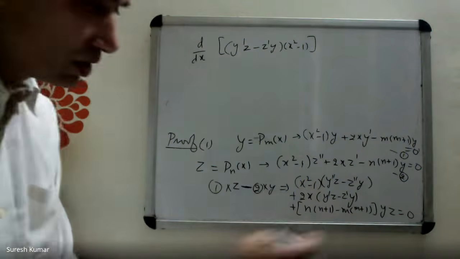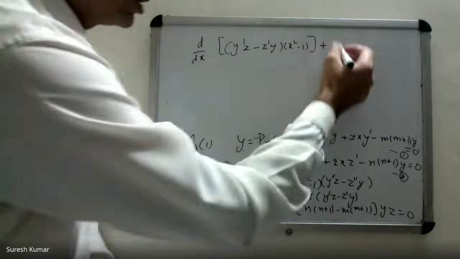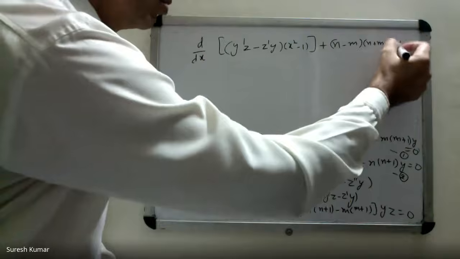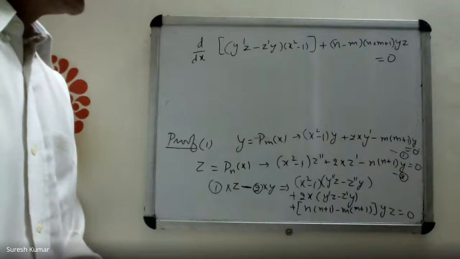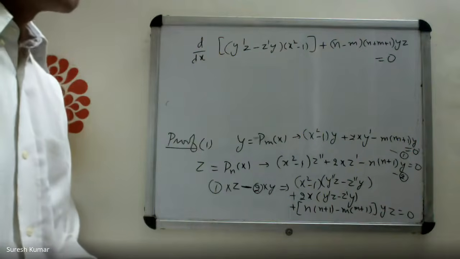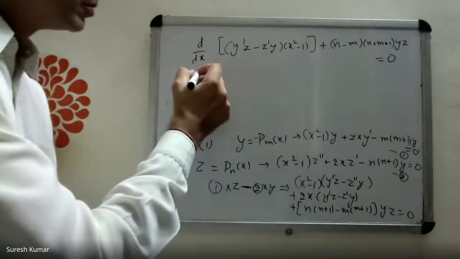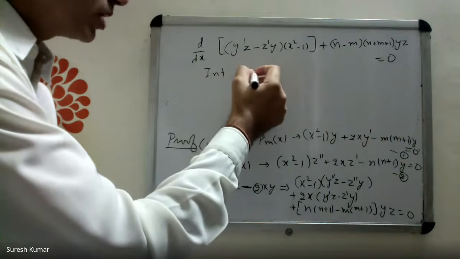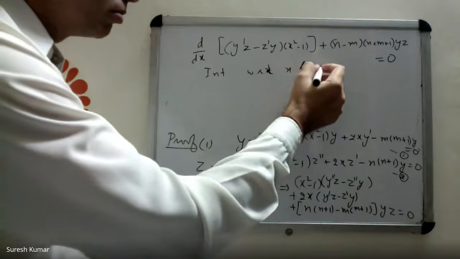If you simplify this term, then what do you get? (n minus m)(n plus m plus 1) yz equal to 0. Is it fine? Yes, sir. Now integrate both sides with respect to x from minus 1 to 1.